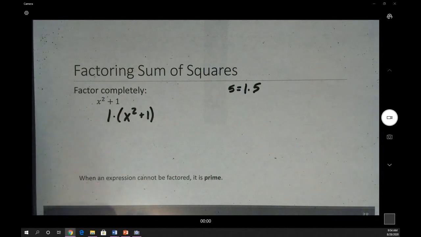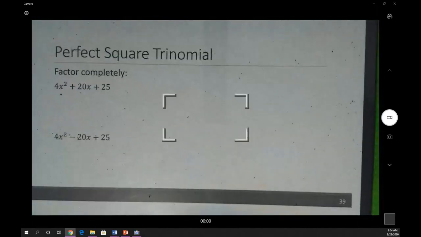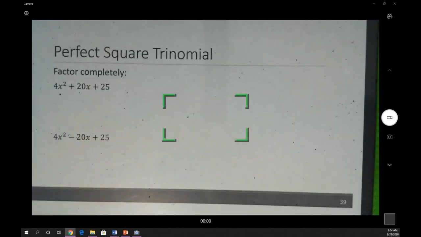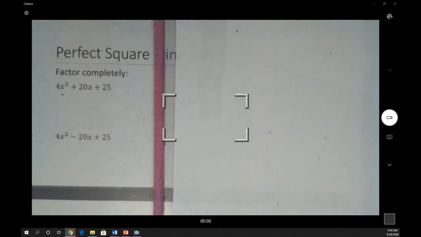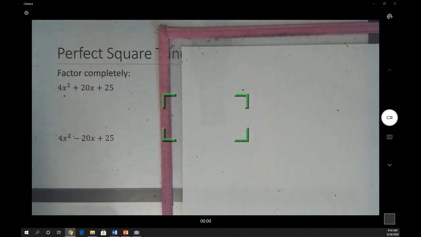There's one more type of factoring we're going to look at, but I'm not going to treat it any different than some of the factoring techniques we've already learned about. We are going to be looking at perfect square trinomials. Now, perfect square trinomials have a special property to them, and I'll show it to you, but in my mind, it's not important enough for you to memorize.